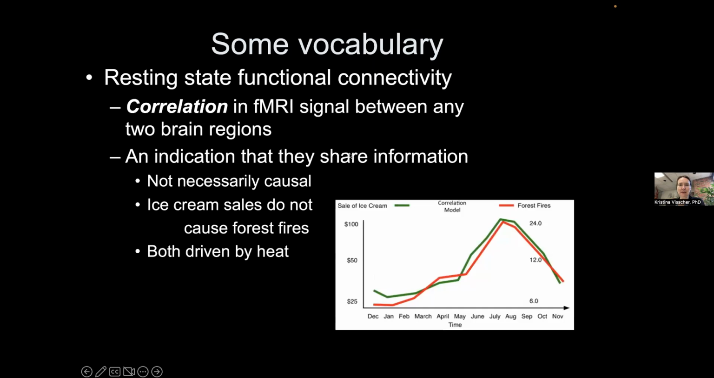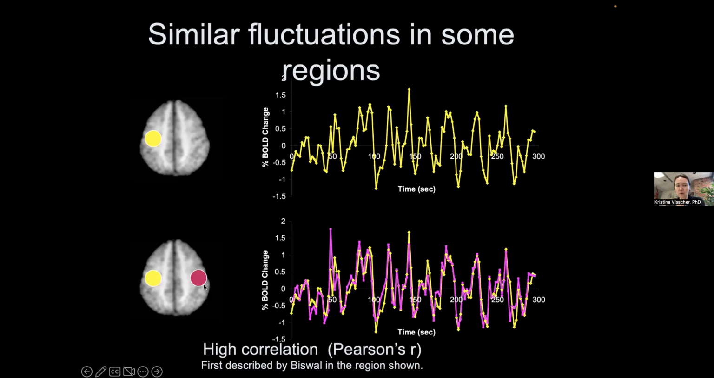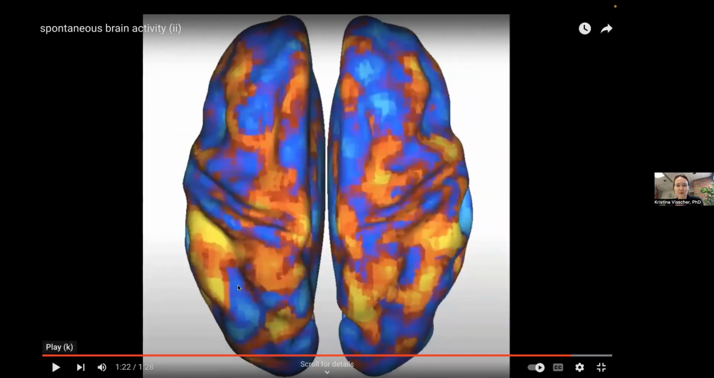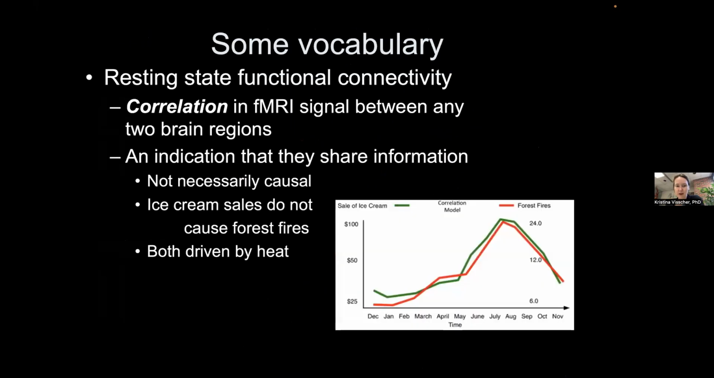So what does that mean? We're going to talk about some vocabulary first. We refer to two regions that have really strong connection strength or correlation strength like this as being strongly functionally connected. So these two regions that are changing in concert, we're going to call them strongly functionally connected. So that's a correlation of the MRI signal between any two regions. I want you to remember that this is an indication that they share information.